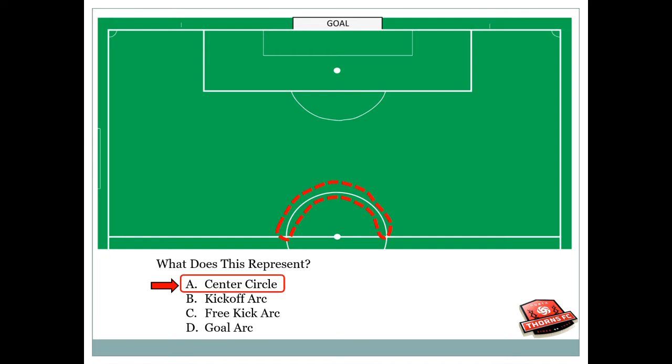attacking team. The ref blows their whistle, which signifies the ball is ready for play. The ref's whistle does not mean that the defending team can enter the center circle. They have to wait until the attacking team puts the ball in play.